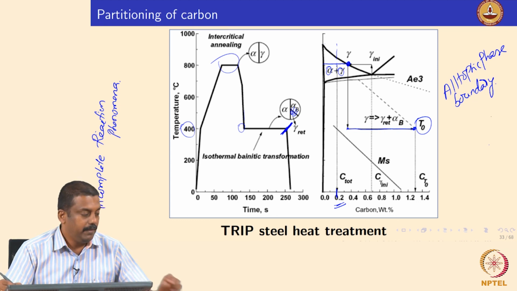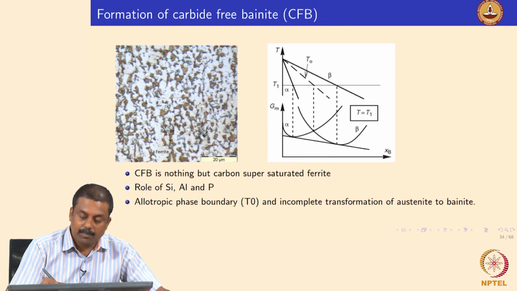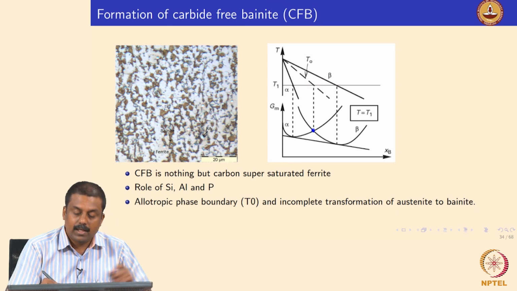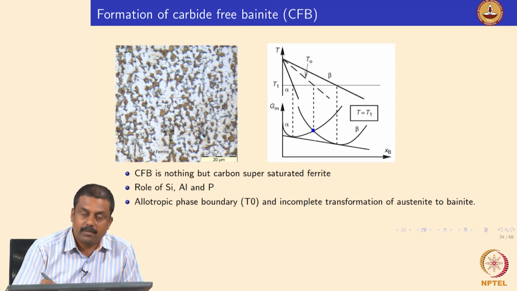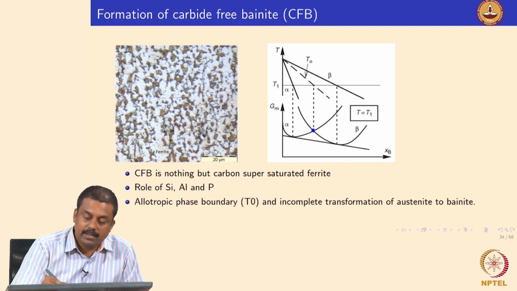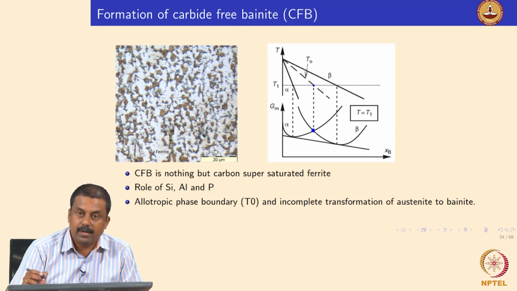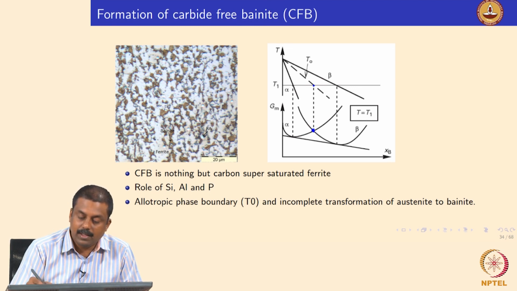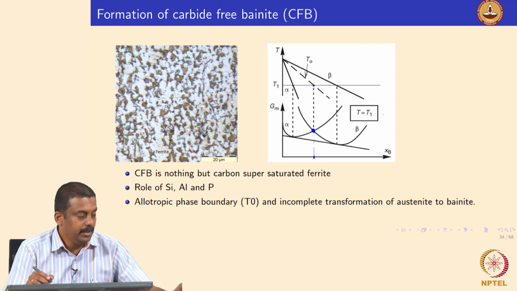As we explained in previous slides, for example, it is the point at which the Gibbs energies of ferrite and austenite become equal at a given carbon concentration. That carbon concentration is known as T0, or the allotropic phase boundary. Say, for example, at a temperature T equal to T1, at this temperature the point at which both ferrite and austenite would have the same carbon concentration is known as T0, or the allotropic phase boundary.